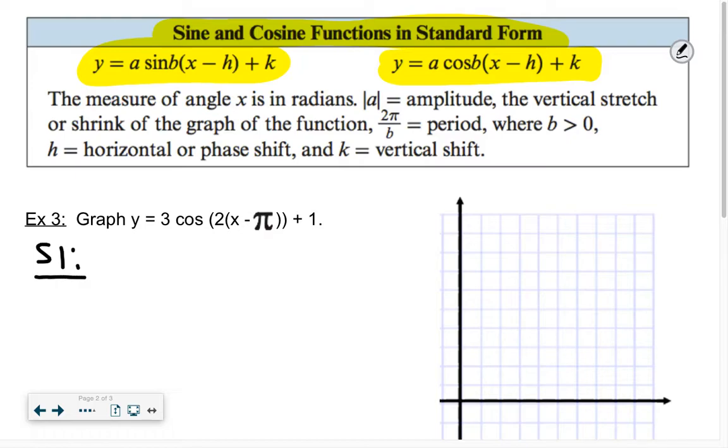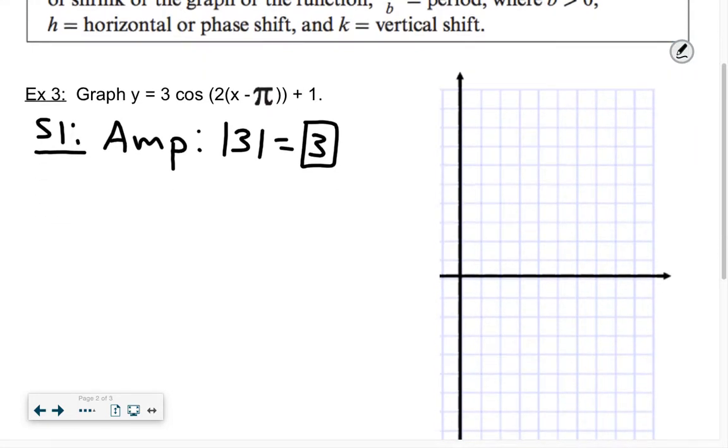Step 1, we did what? Found the amplitude. So let's do that. Which was what? It's the absolute value of a, which is 3. Therefore, our amplitude is 3. Easy enough. Let's find the period.